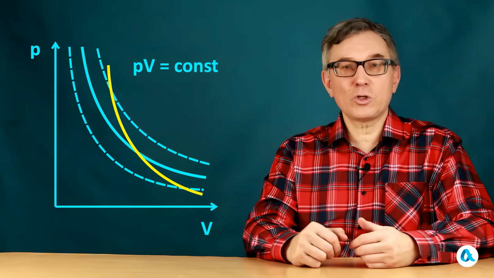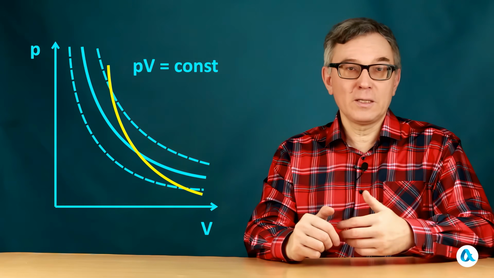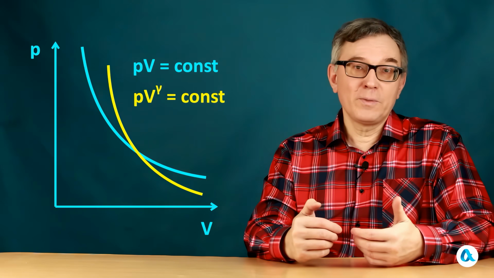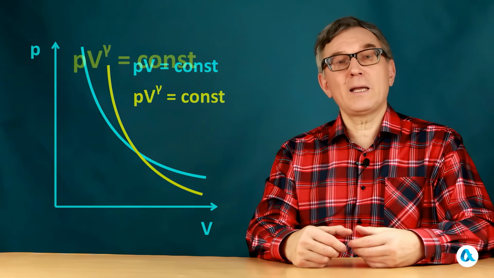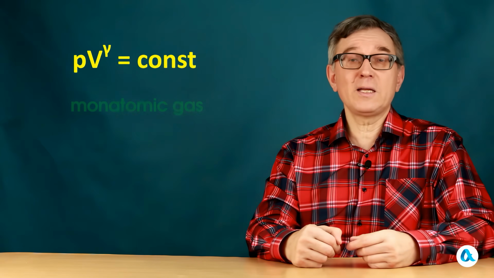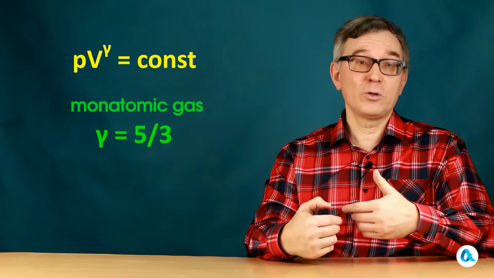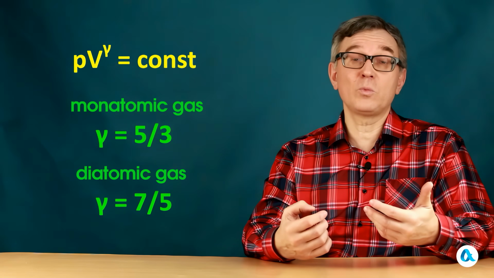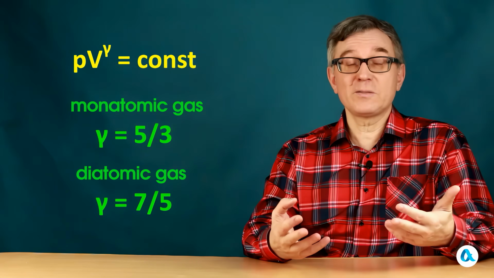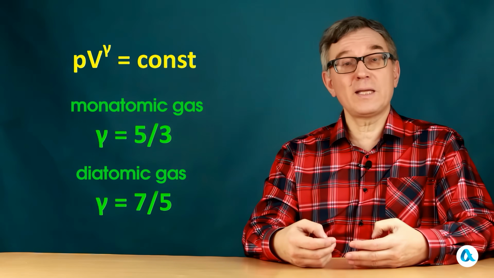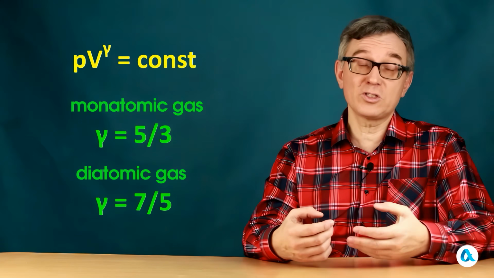In theory, it is shown that in an adiabatic process, the product of P and V raised to the power of gamma remains constant. The coefficient gamma is called the adiabatic index, and it is always greater than 1. For an ideal monatomic gas, it is 5/3, and for a diatomic gas, it is 7/5, that is 1.4. Air consists mainly of diatomic molecules of nitrogen and oxygen, so its adiabatic index under normal conditions is very close to 1.4.